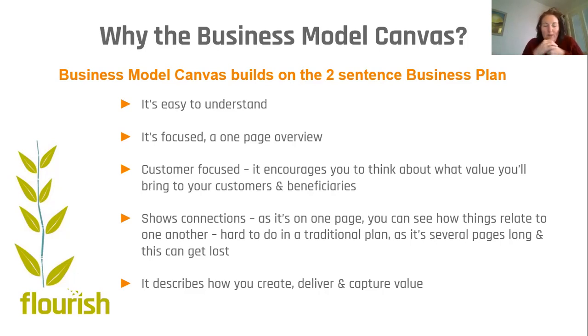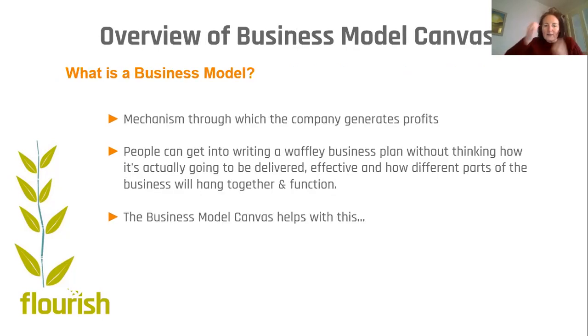It should be describing a whole bunch of things. It might describe how you create, deliver and capture value. It might describe what resources you need and what your overall business model is going to look like. Really, the business model is the way in which a company is going to generate surpluses or profits. It's going to cover its own costs and hopefully more beyond, in order to generate surpluses to reinvest back into the community or back into wider ventures.